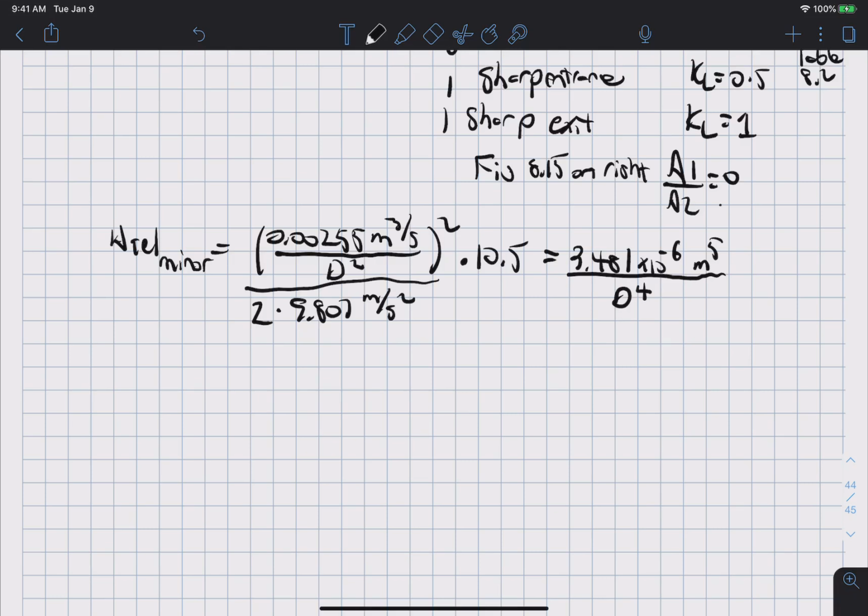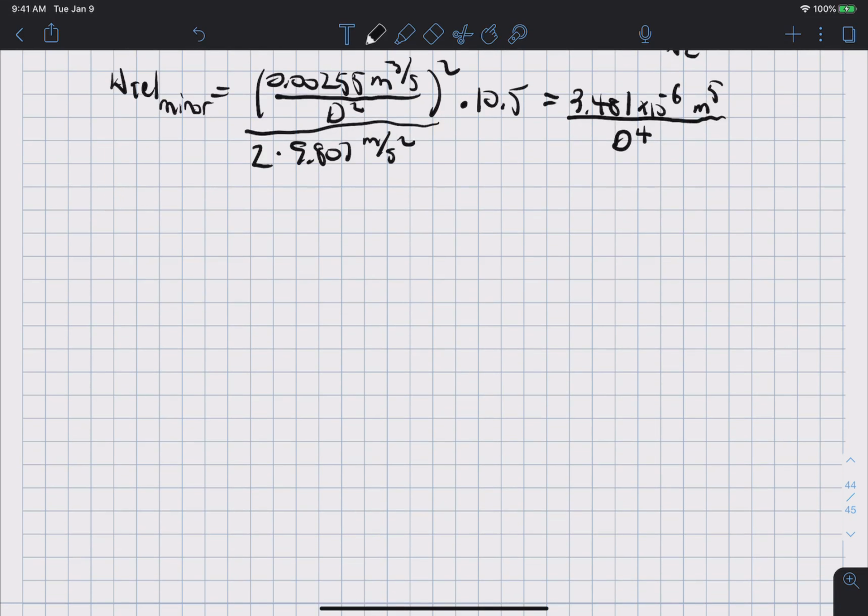Now we got to do the major losses. And for these, we need to know what flow regime we are in, but unfortunately, we don't know the actual Reynolds number. We know it up to a diameter, which we don't know, but we won't know the actual Reynolds number until we know the diameter. So we don't know the flow regime.